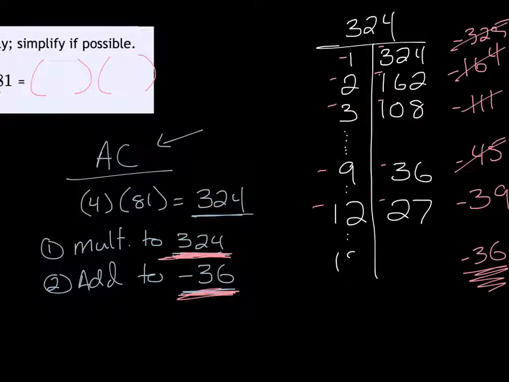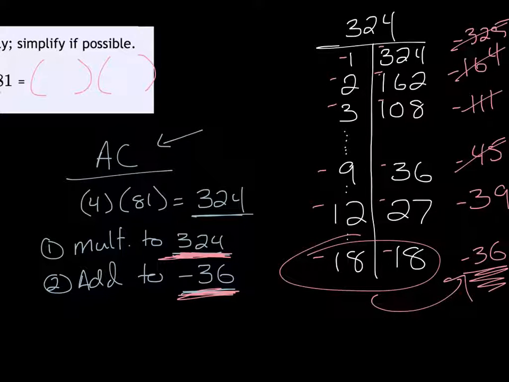The last one I tried was 18 and 18. 18 times 18 is 324, and they also add to negative 36. It takes a long time, but I'm highlighting how you can speed this up. You don't need to write out all the numbers. You can skip some as you go along, because you're looking for a certain sum, and look until you get to that.